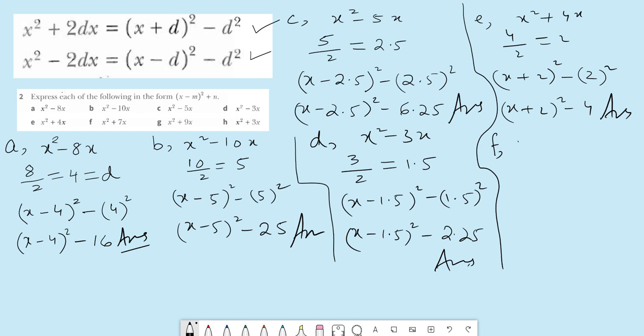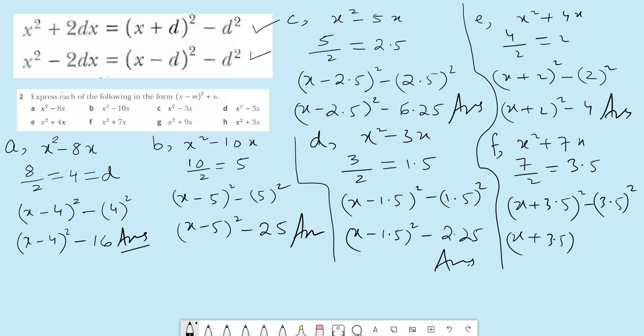Part F is x square plus 7x. First we have to find 7 upon 2, which is 3.5. Then we have to write x plus 3.5 whole square minus 3.5 whole square. So if you find 3.5 whole square, you will get 12.25. This is our final answer.